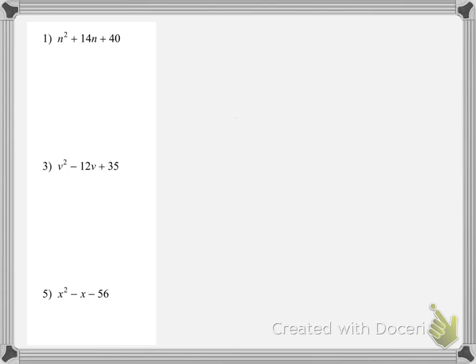The trinomials here are going to be factorable, and they are going to have no number in front. Well, there's an understood 1, but there's no other number in front of the n squared. So, how we do this is we're always going to look at the factors of the last number.